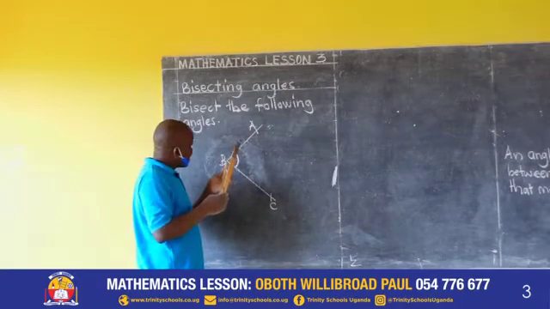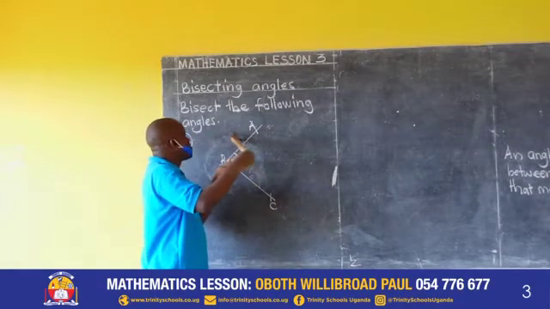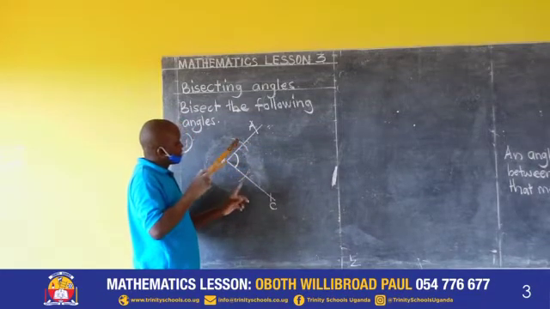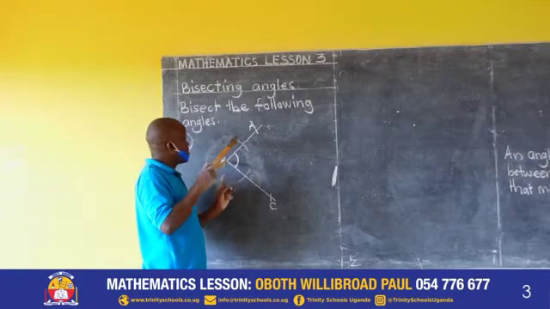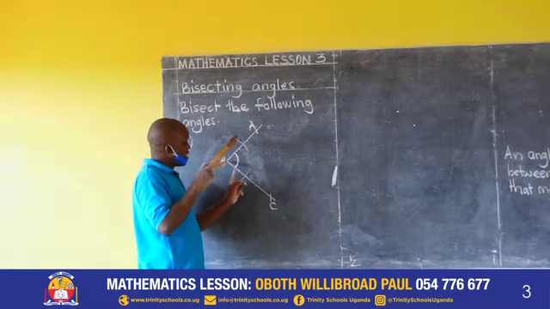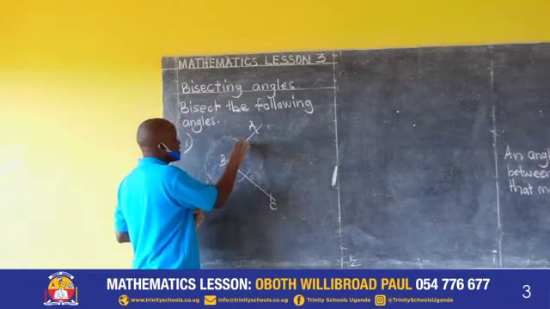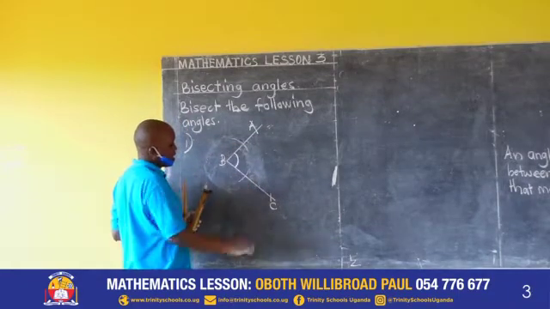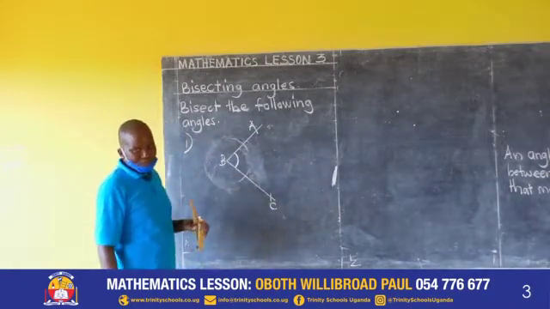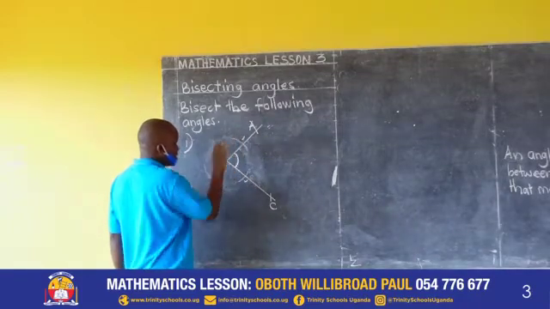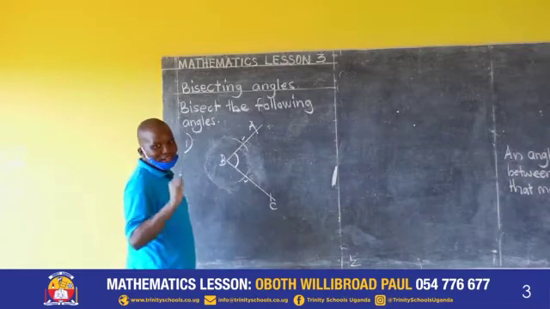So center your compass there and draw an arc to cut the two lines, line AB and line BC. So the arc has cut at this point and that point. That is step one. And that's what I'm going to look at when I'm marking. I will put a tick here, put a tick there, and give you maybe a bonus mark.